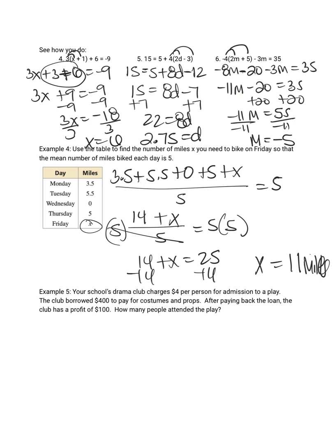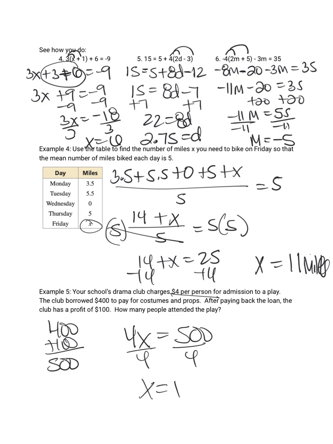Our school's drama club is charging $4 per person for admission to a play. The club borrowed $400 to pay for costumes and props. After we pay back the loan, we have profited $100. So we have 400 plus the 100, meaning that we have made a total of $500. How many people attended the play? Well, if we're charging $4 per person, so we're going to do 4x. And we made a total of 500. So to get x by itself, we're going to divide by 4. And that's going to give us 125, meaning that we had 125 people attend the play.